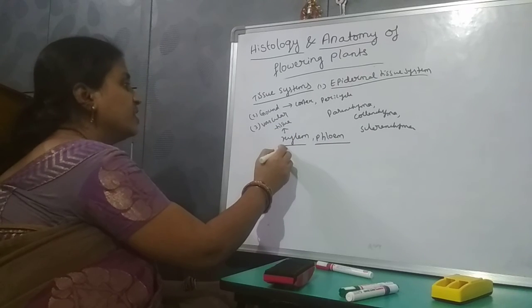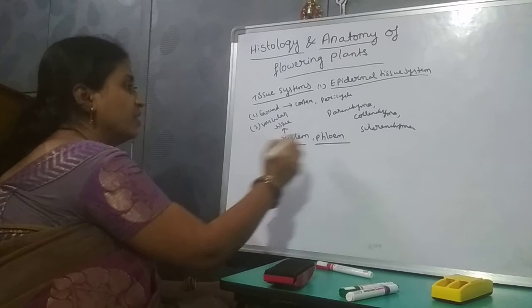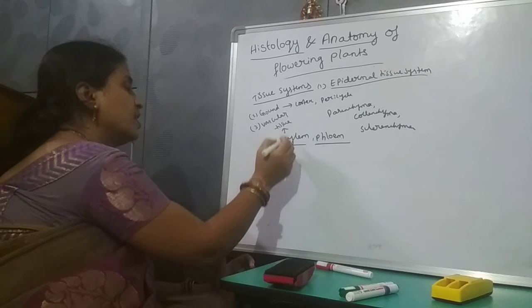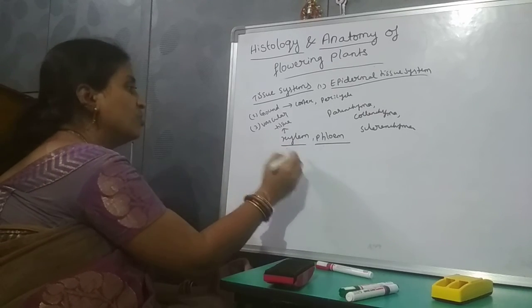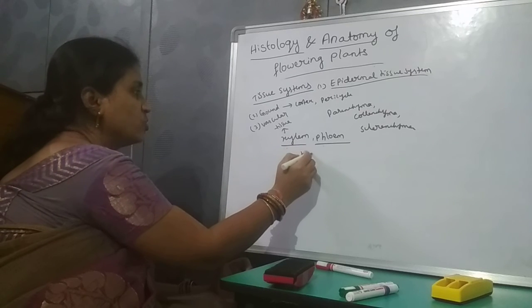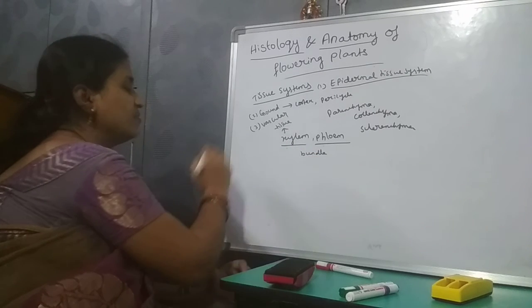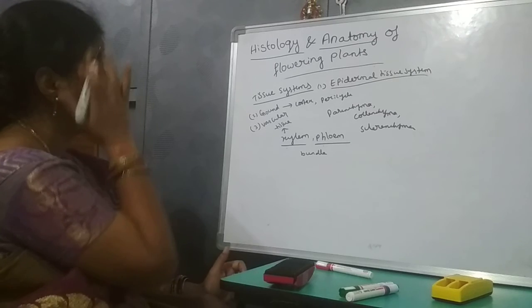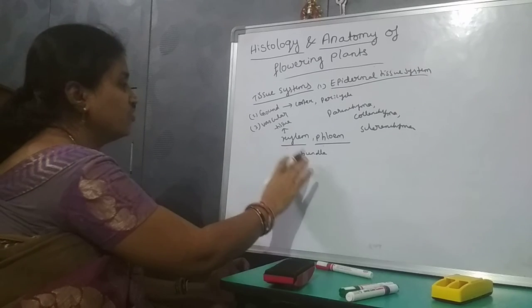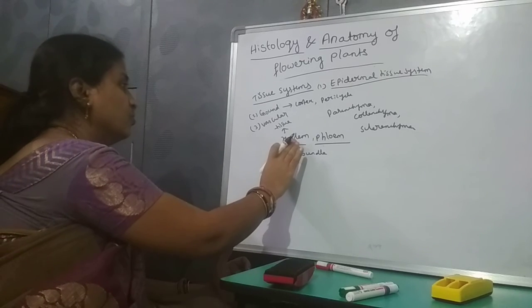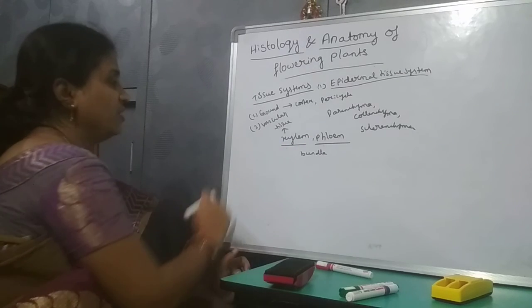There is a water conducting vascular tissue, and there is a food conducting vascular tissue. Together they form the vascular bundle. That's a vascular tissue system. Xylem and phloem together form the vascular bundle. Water vascular tissue, food vascular tissue.